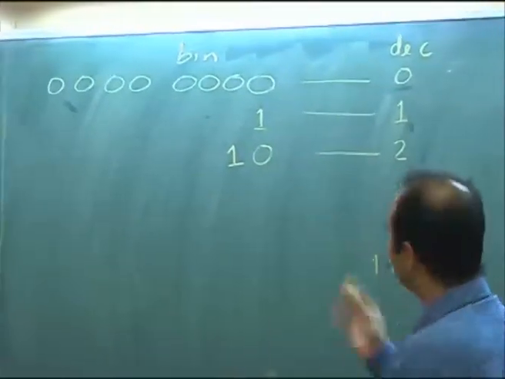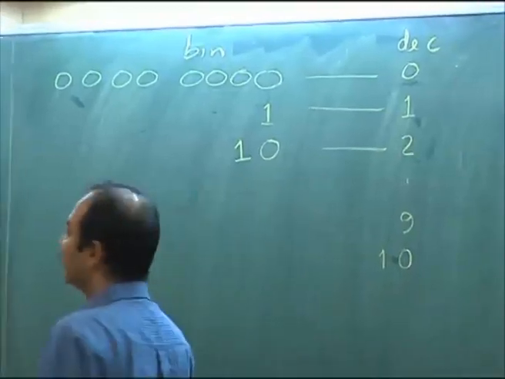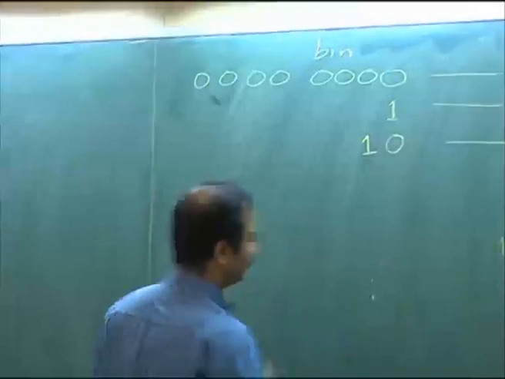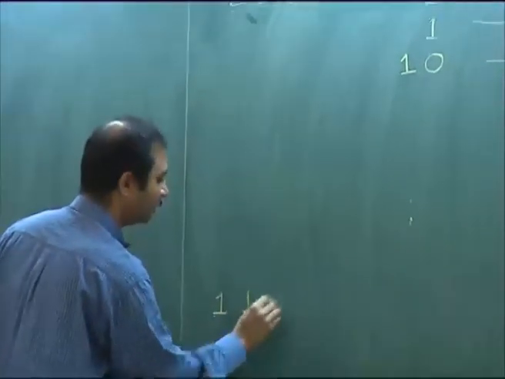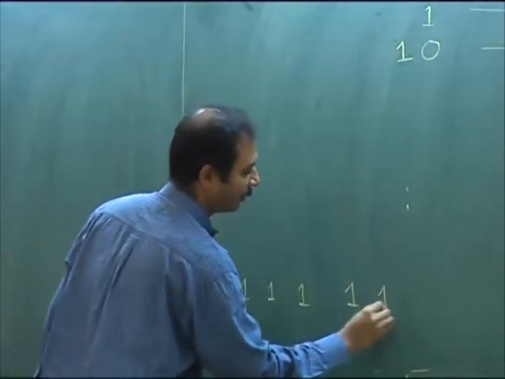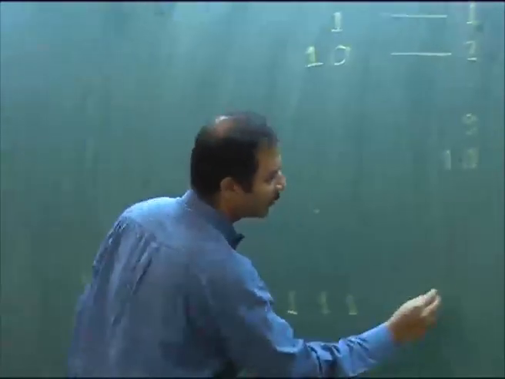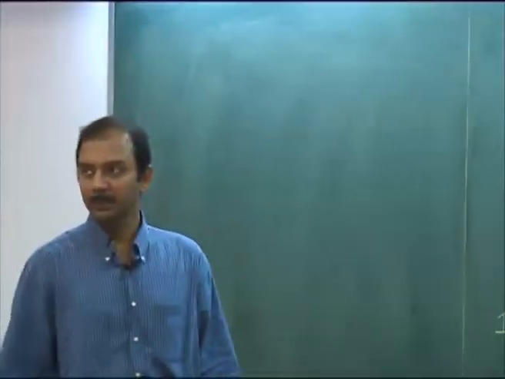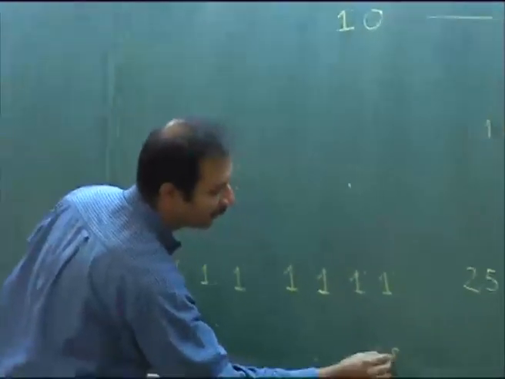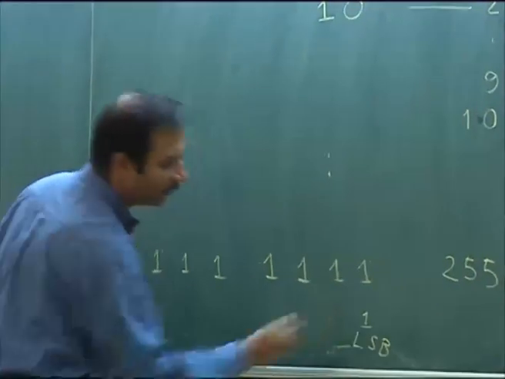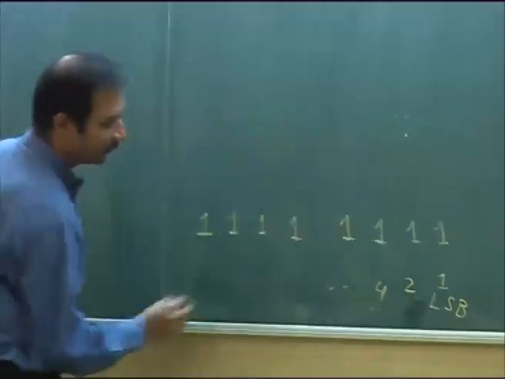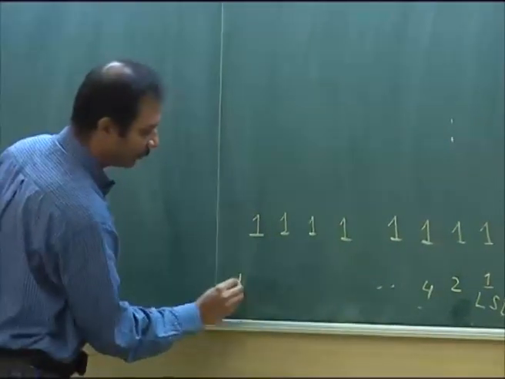Okay. And if you keep doing these flips, each bit has two possible values, and there are 8 bits. So the last value you see here is all ones, and that corresponds to the number 255. That's because the first position, the rightmost position or the least significant bit, is worth 1. The next bit is worth 2. The next bit is worth 4, until this bit is worth 128.